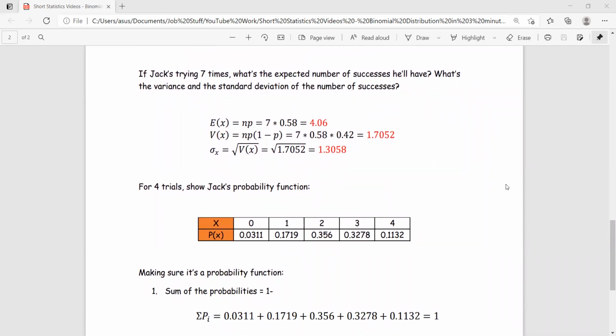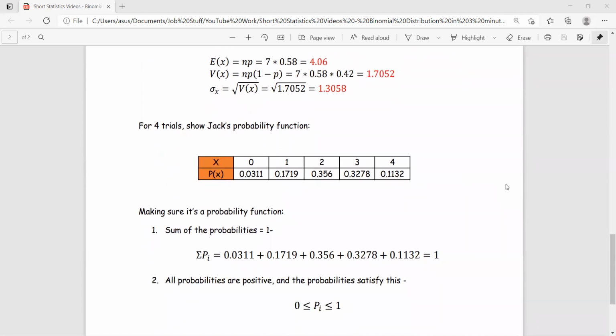So we can see that we have 4 trials. Jack can succeed all the way from 0 to 4. And we are using the same formula to find the probabilities per possible number of successes. Now, we need to make sure this is indeed a probability function, which is exactly what we find, since all of the probabilities add up to 1 on the one hand, and all probabilities are positive and satisfy this: they are higher or equal to 0 and lower or equal to 1.